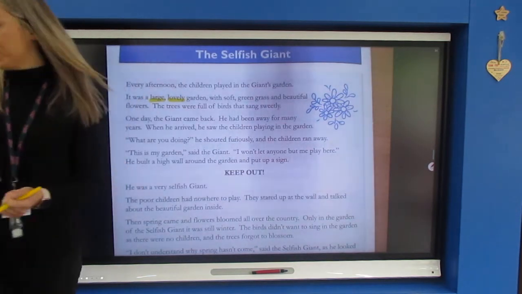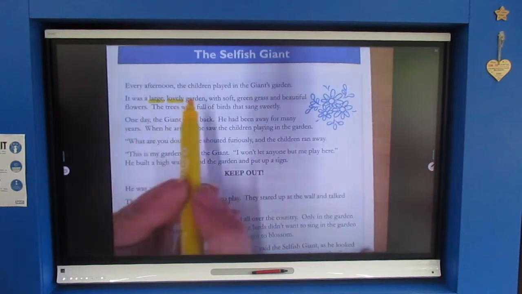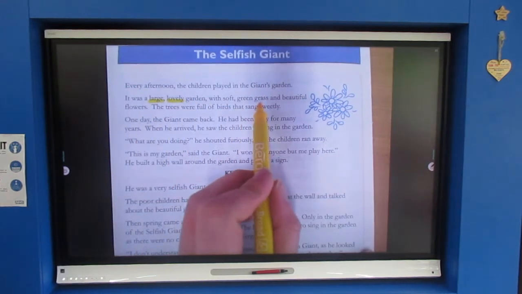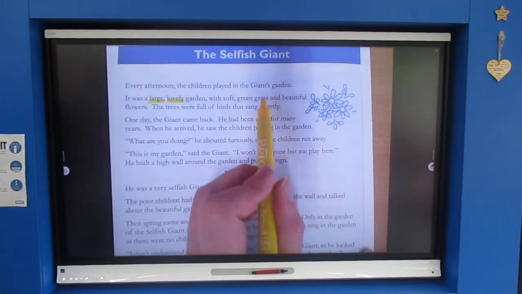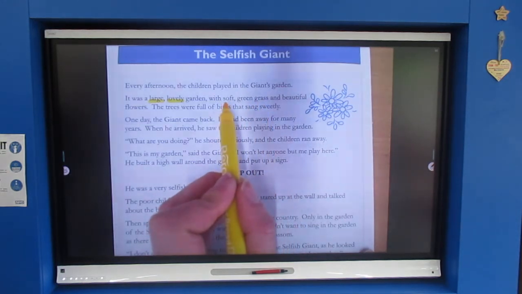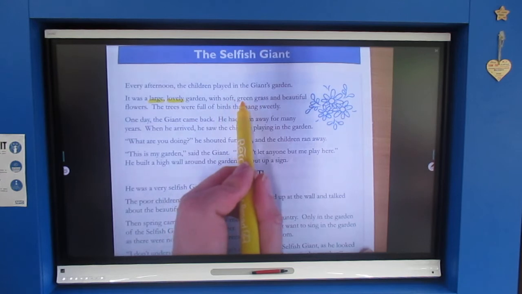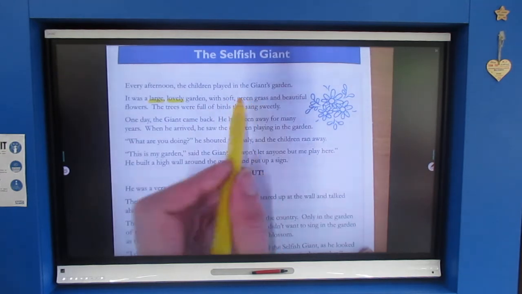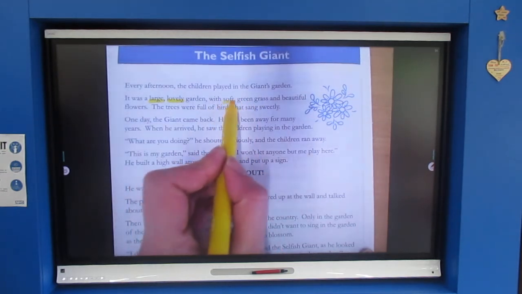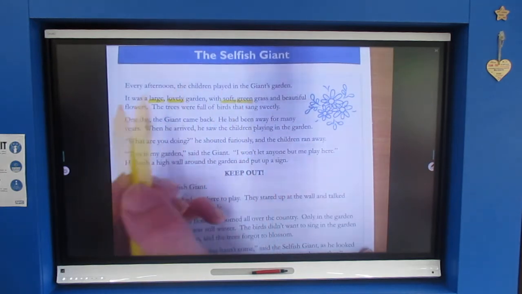Let's carry on. With soft green grass. Wait there a minute. Grass is a noun, it's the name of something, isn't it? It's a thing. Grass is an object. So let's go back. Now, here we have again two adjectives. They describe the grass as soft and green.